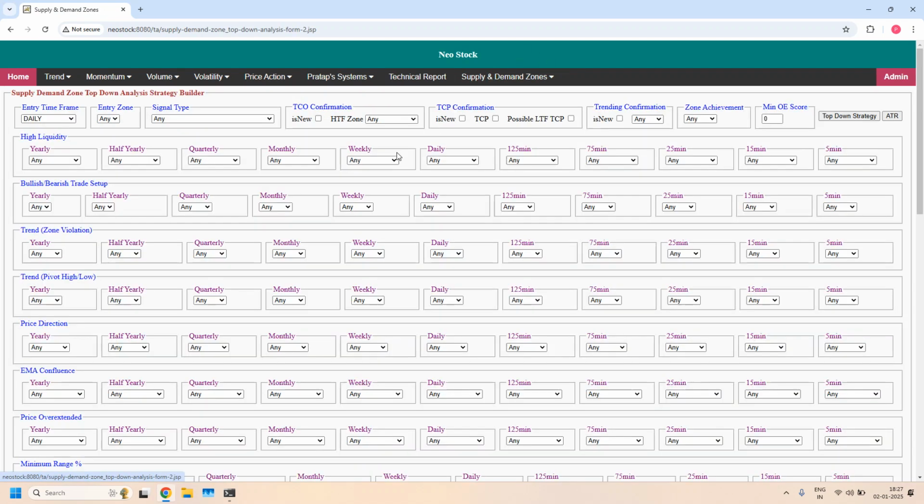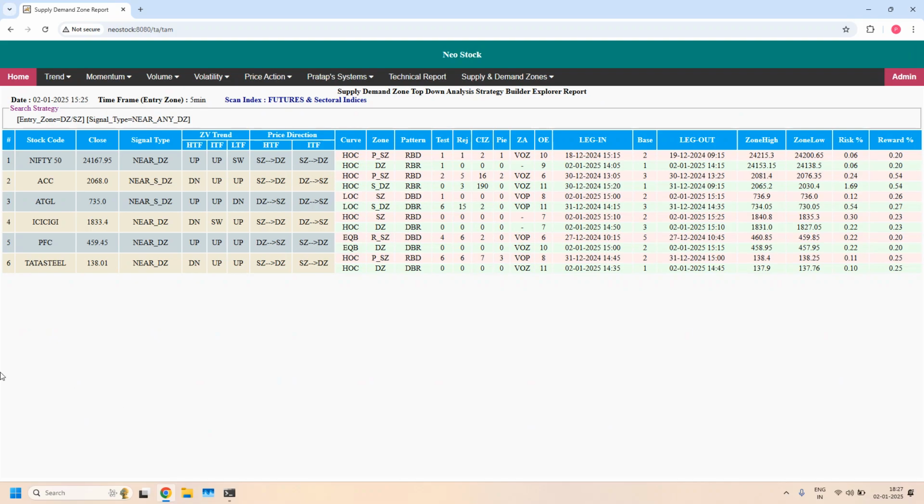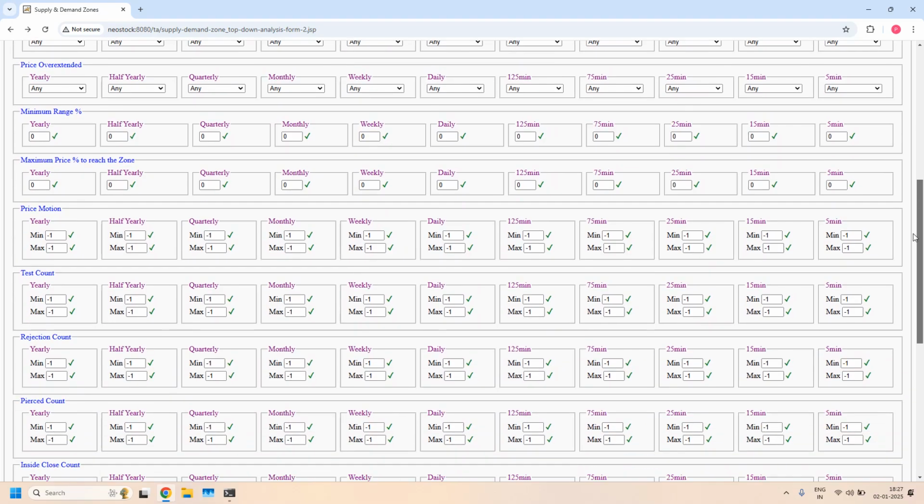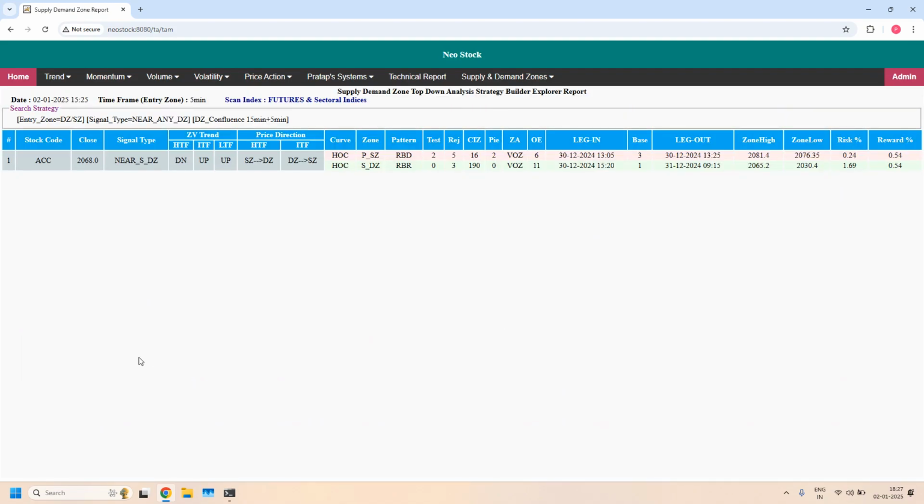Okay, next time frame is 5 minutes. Stocks near 5 minutes demand zone. We got 6 stocks. Let's verify how many of these 5 minutes demand zones are having ITF confluence. That is 5 minutes demand zone with 15 minutes demand zone confluence. I am enabling that filter. With this filter we got only 1 stock. So this 5 minutes demand zone is part of the 15 minutes demand zone.